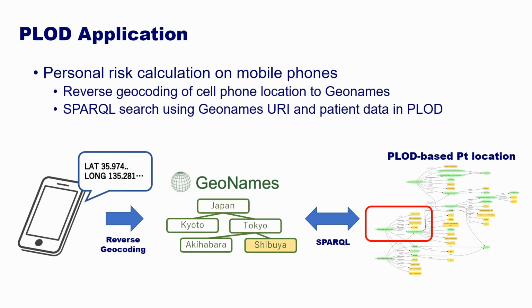Using the patient data described in PLOD, smartphones now can calculate personal risk of infection. For this purpose, stored locations of cell phones will be reverse geocoded first to GeoNames, and then, SPARQL search will be used to calculate the intersection between patients and the smartphone in a flexible manner.